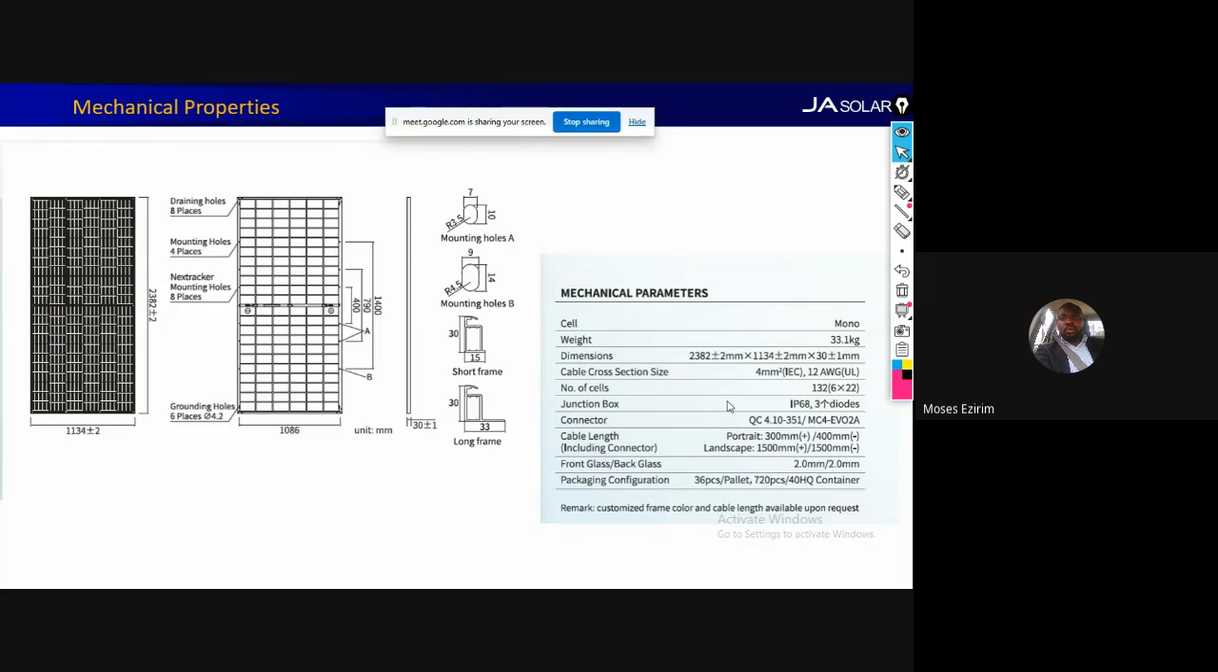All right. So you can see the cable lengths, portrait and landscape. You can see the thickness of the glass, which is 2 mm. Then packaging and configuration, 36 pieces per pallet in case you want to ship. All right. So let me quickly move on so that I won't eat into the time of Mr. Growatt.